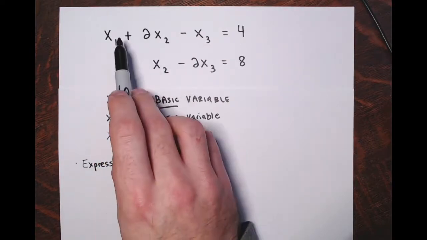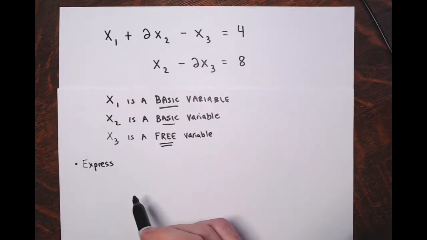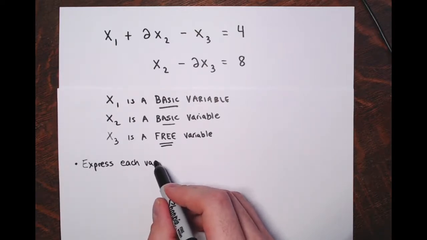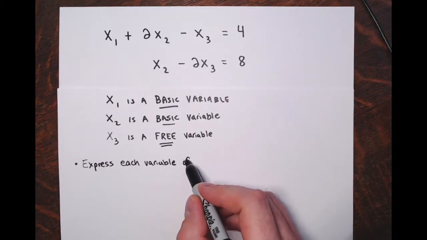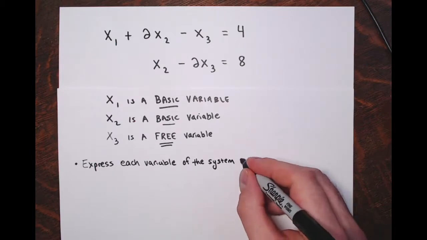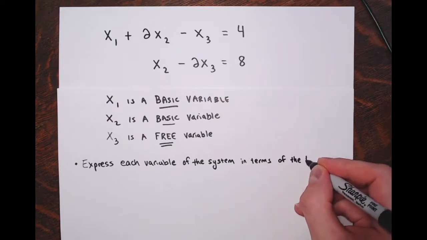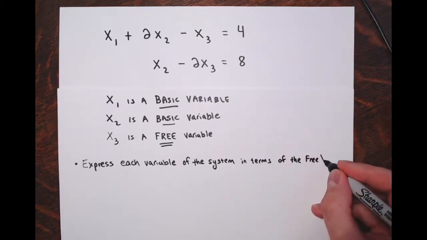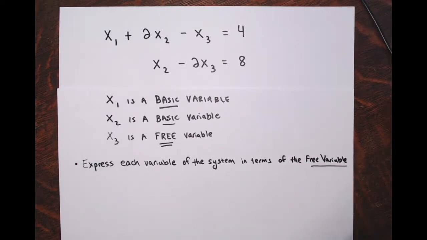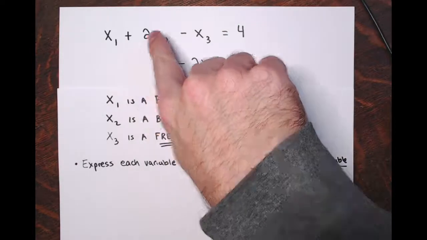So you should be able to express every variable in the system, the basics especially. We should be able to express each variable of the system in terms of the free variable, or free variables, but this one only has a free variable. All right. So, once the system's in echelon form here.